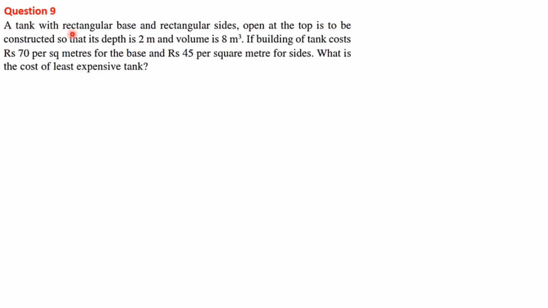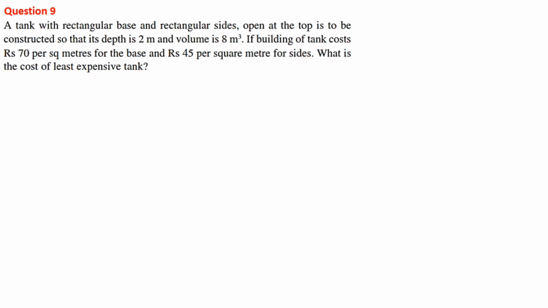Next we shall discuss the 9th question. A tank with a rectangular base and rectangular sides, open at the top, is to be constructed so that its depth is 2 meter and the volume is 8 meter cube. If building of tank costs rupees 70 per square meter for the base and rupees 45 per square meter for the sides, what is the cost of the least expensive tank?